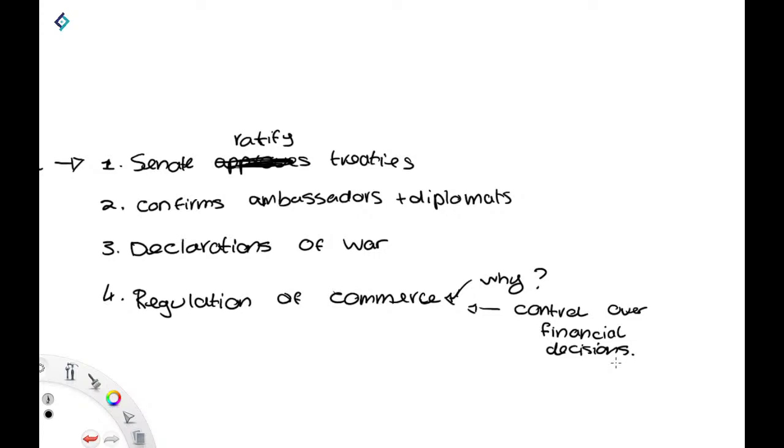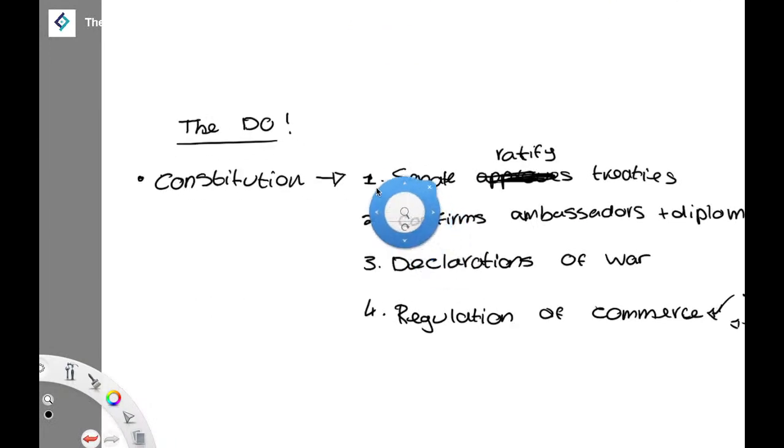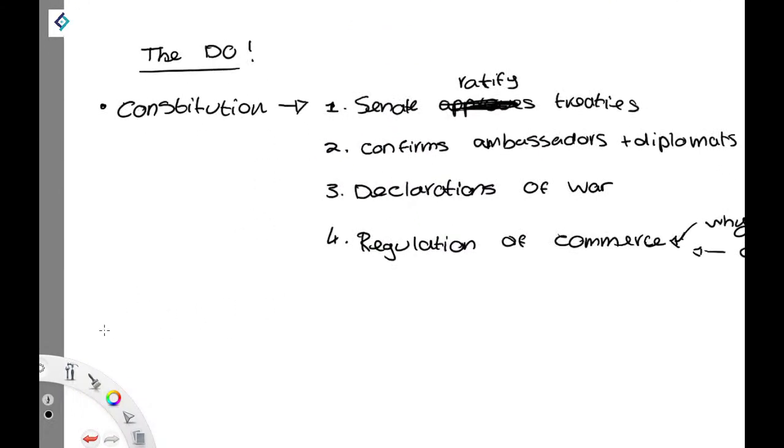So that's why we have this regulation of commerce. That was just a general side question. Whenever you're talking about the Constitution and listing powers of the Constitution, it's always really interesting to note why that is the case. Think about the reasoning that the founding fathers had when they were creating this Constitution. So these are the constitutional powers that Congress has, but we can go beyond the constitutional powers.